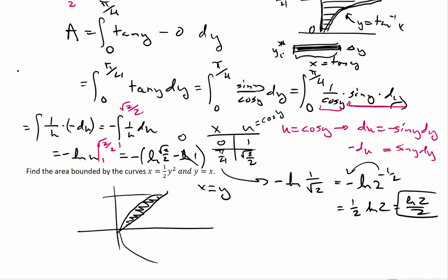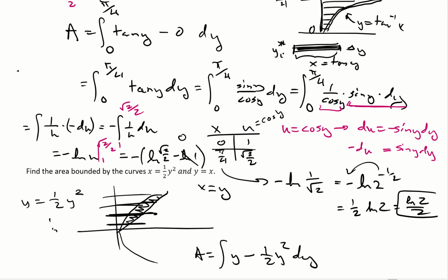The area would be the integral. What are the limits, I wonder? The outer curve is what? It's y minus 1/2 y squared dy. I'm thinking, again, integrating with respect to y. The farther curve is the line. The closer curve is the parabola. It's just the limits. Where do they meet? We set them equal to each other. You go, y is equal to 1/2 y squared. You'll be able to figure it out.